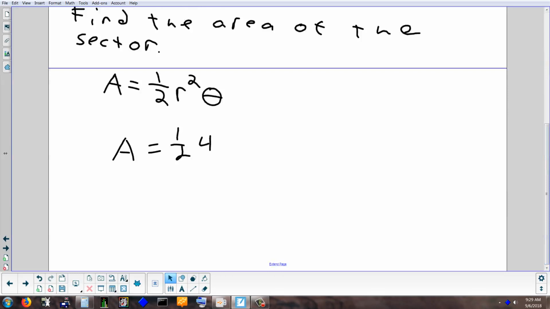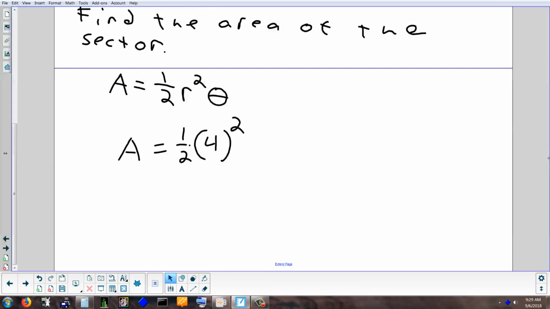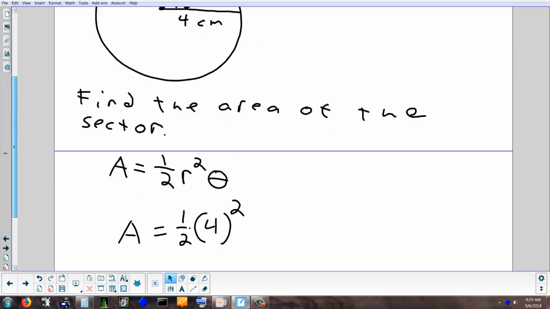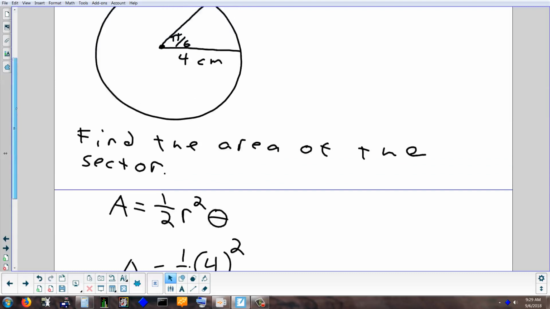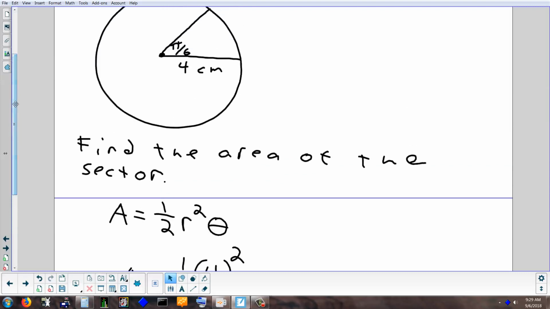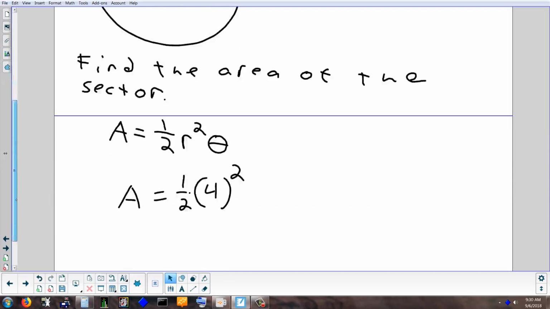So the radius, in this case, is 4. And the angle, let's fix that. Joe, what's my angle? Pi over 6. And the unit on it? That's radians. It's already in radians, so we're good.